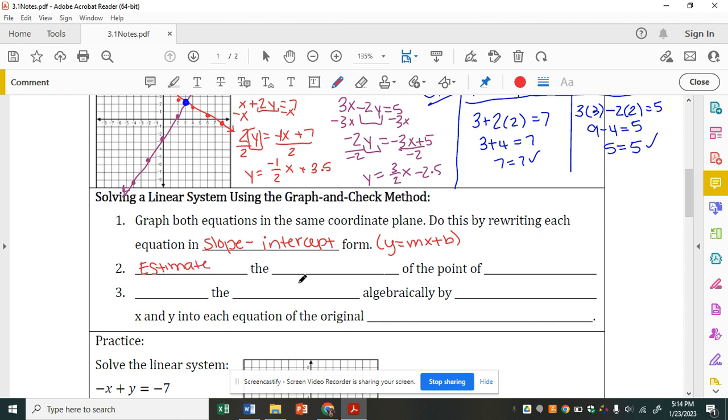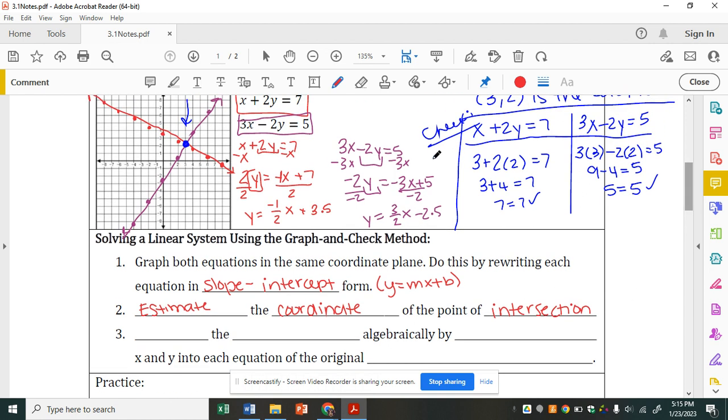Once we graphed both of those equations into the coordinate plane, that's where we then estimated the coordinate of the point of intersection, right? So again, I had said mine was kind of rough looking because it was digital, but you should be able to clearly see exactly where those lines are intersecting one another, right? That's going to be your solution.